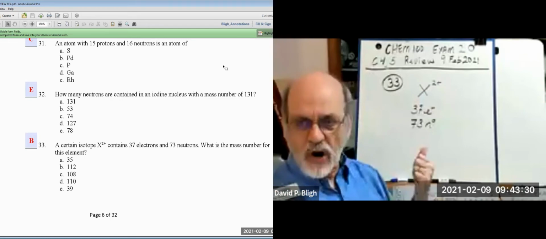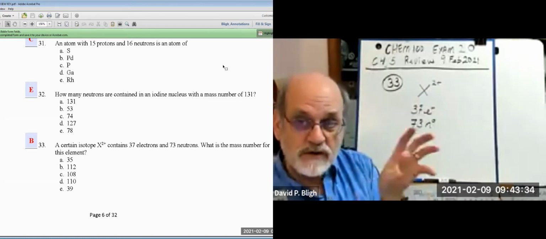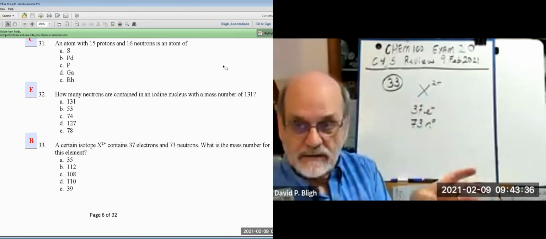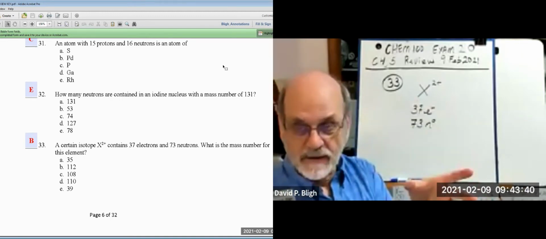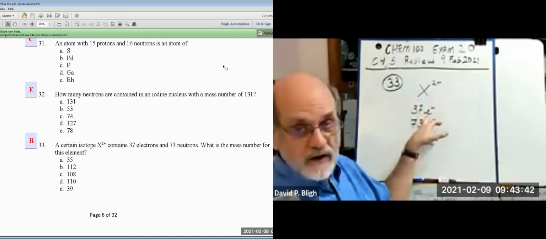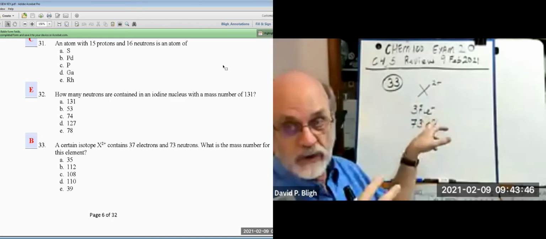What's the charge? 2 plus? That means you have 2 more protons than electrons, right? The imbalance is toward the protons. So if you have 37 electrons, that means you have 2 more protons than that. You have 39 protons.